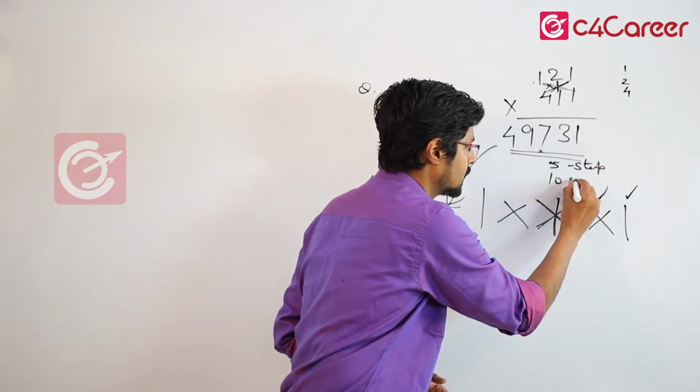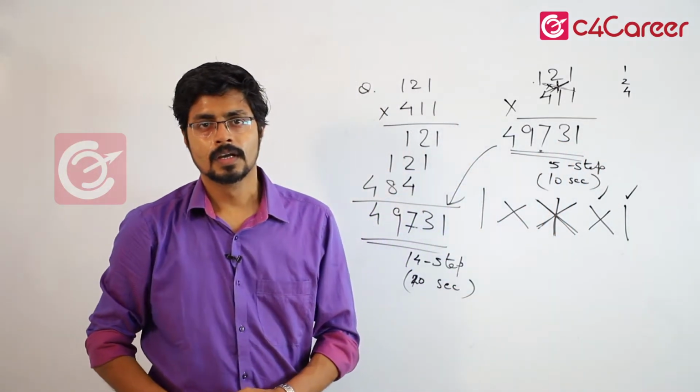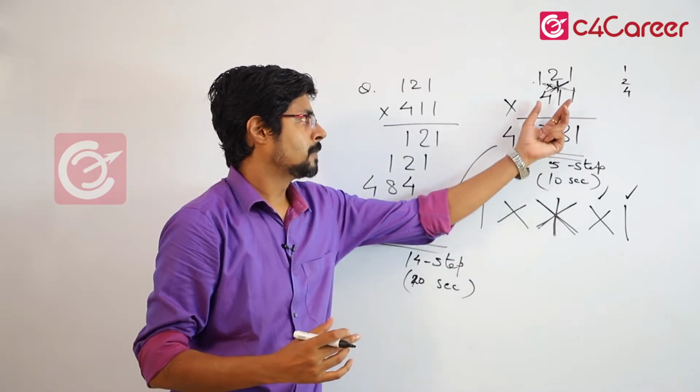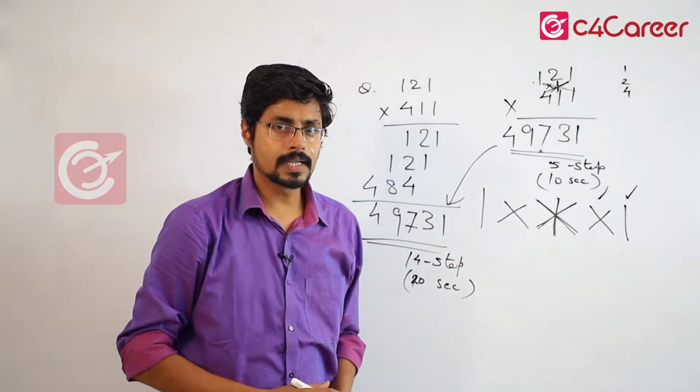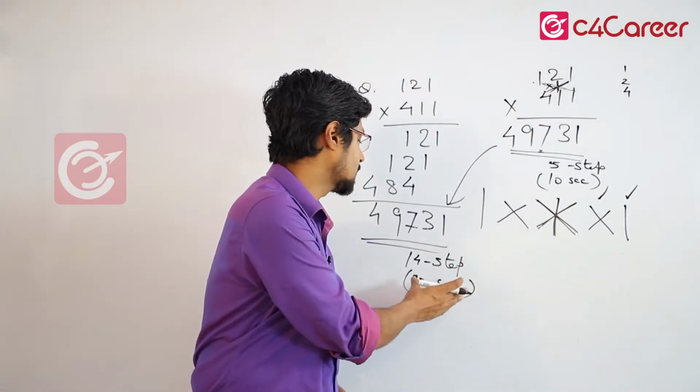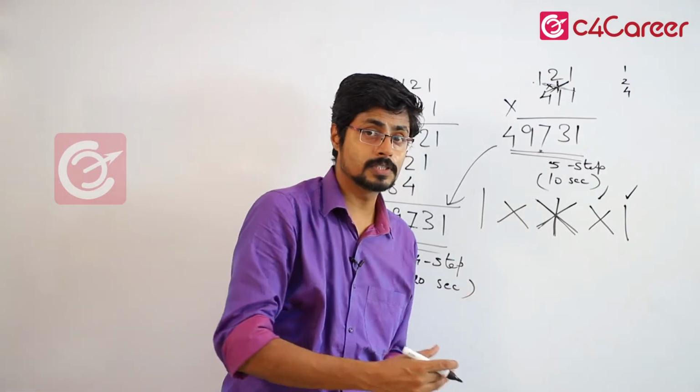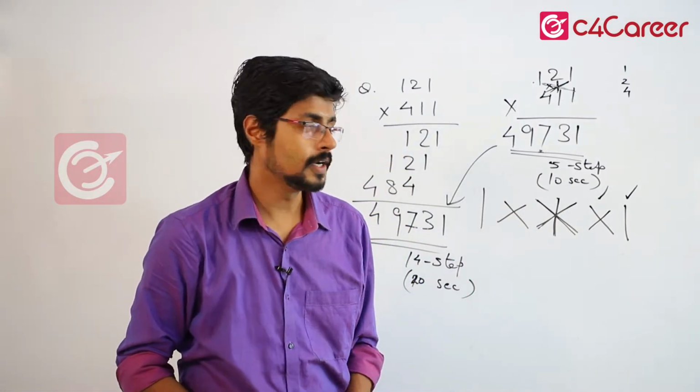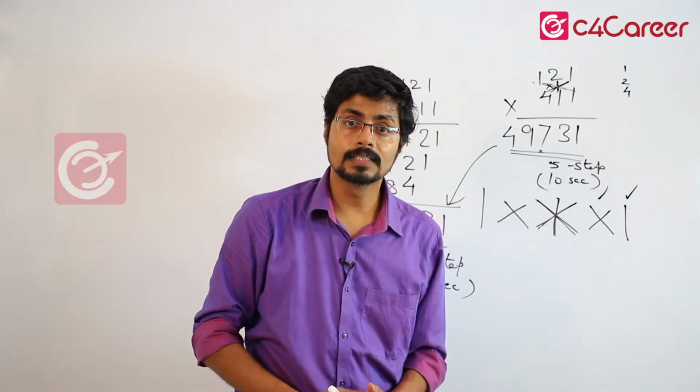Normally this can be done in 10 seconds. So if your multiplications are good, you are good with multiplication tables, you can probably do this in 10 seconds. So we can break down a multiplication which takes us 20 seconds into one which just takes us 10 seconds.